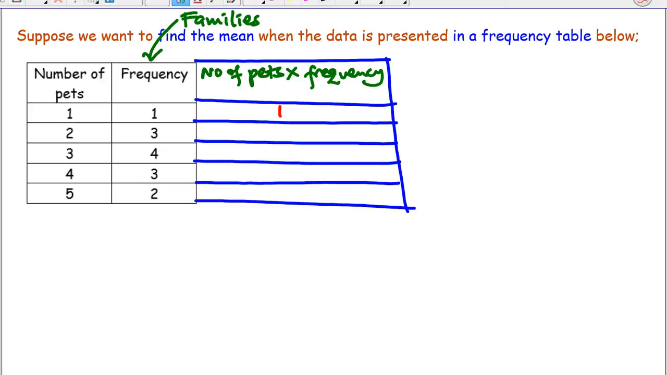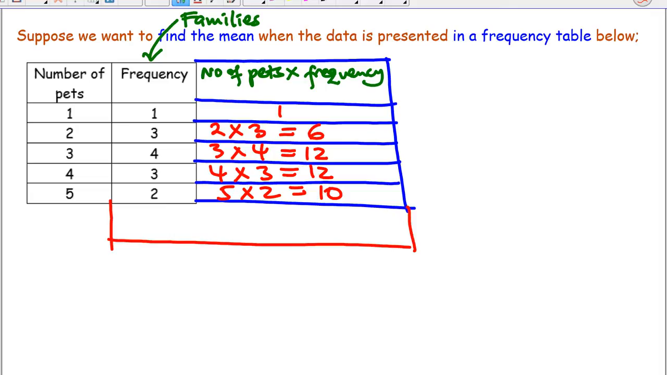So here it's just one pet because one family has one, so that will just be 1. Here will be the 3 families which have 2 pets. So total number of pets here will be 2 times 3, which will be 6. Total number of pets for this row will be 3 times 4, which is 12. 4 times 3, which is 12. 5 times 2, which is 10. So if I add an extra row here, this will present the totals.